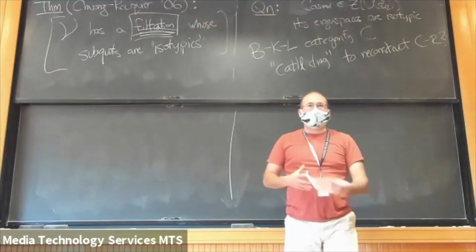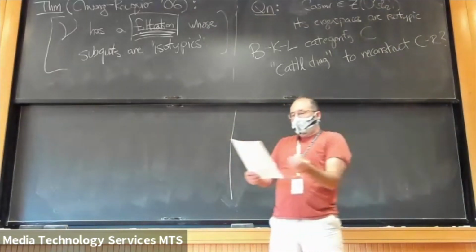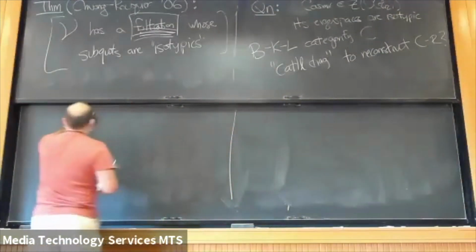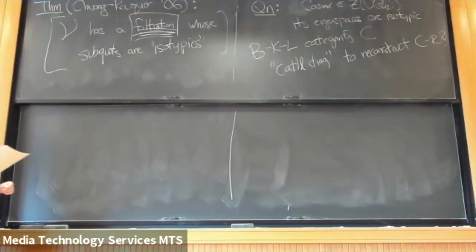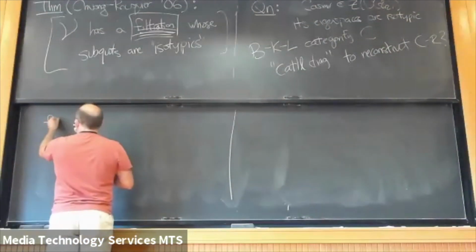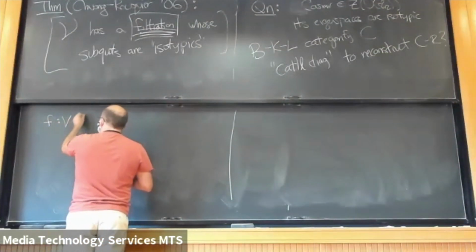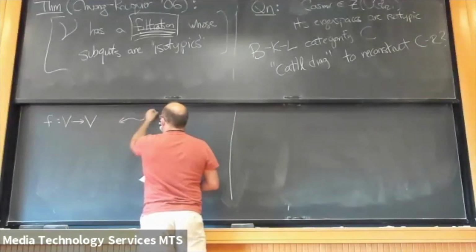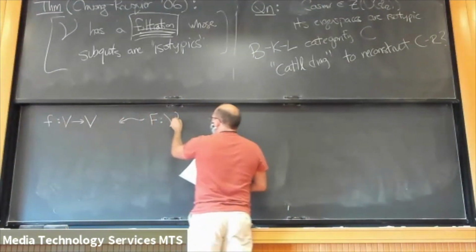So now I'm going to sort of switch tacks and try to give an example of what it might mean to do categorical linear algebra. So we're looking at a map from a vector space to itself, and we've decided to lift this to a functor from a category to itself.